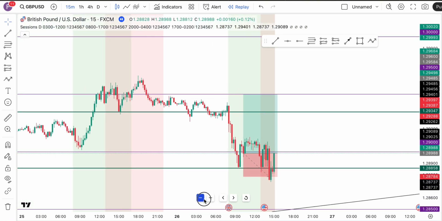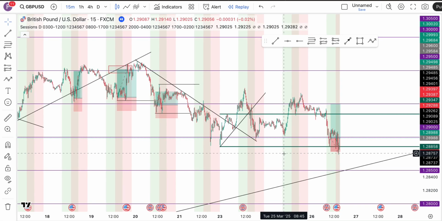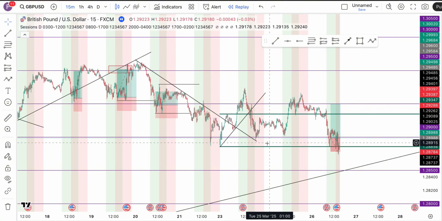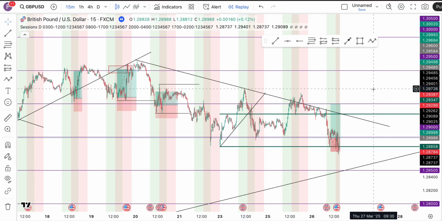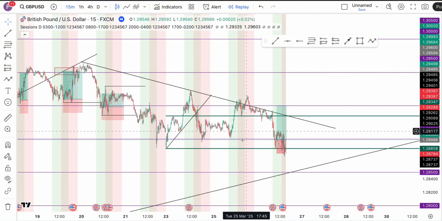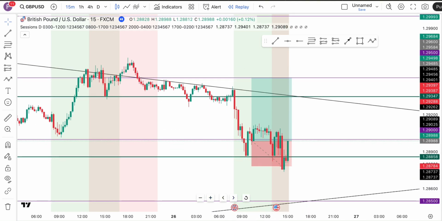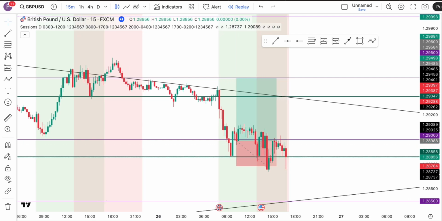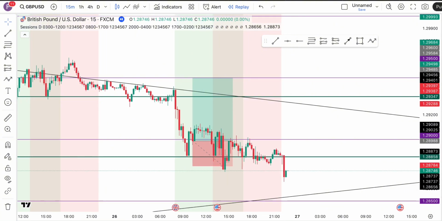So let's see what we are missing out on. Did we miss out on this right here? Okay, yeah, maybe we did. Okay, we did miss out on this. But by the way, I'll still be looking to buy, especially when price gets to this area. So that is a loss. We lost this trade here. So let's forward this to the next day. So on Wednesday, we had a loss on GBPUSD.